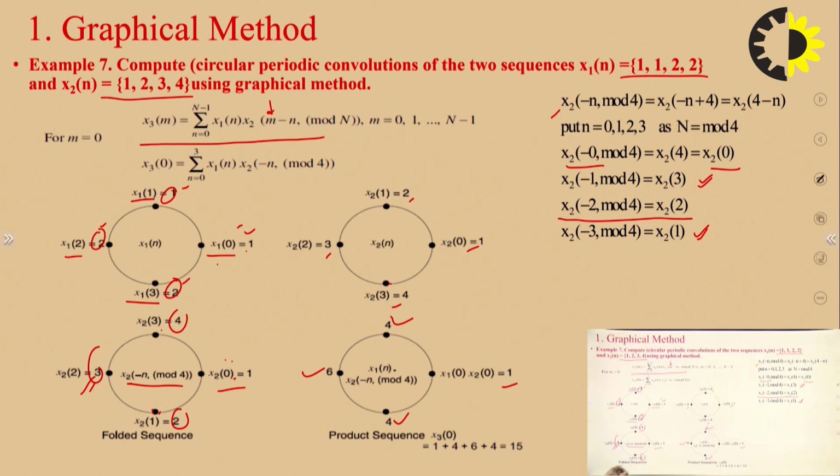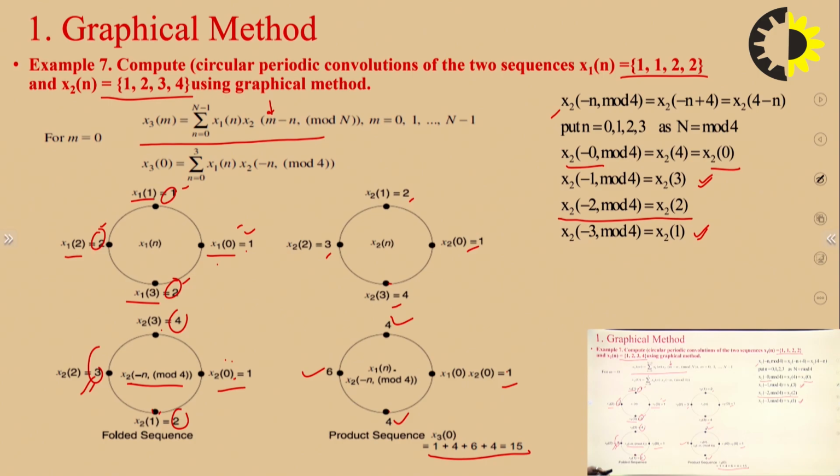Then you will add up all these values. So this is 1 plus 4 plus 6 plus 4. So you will get the value 15. So this is how we will get the first value of the convolved sequence. Okay. Now come to the next slide.